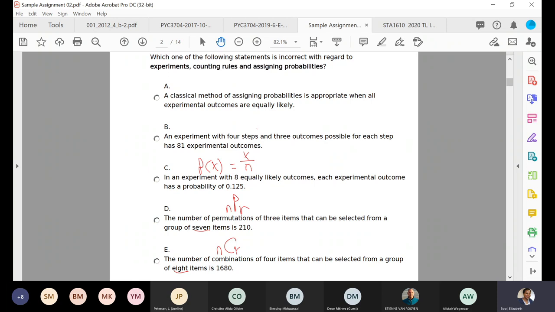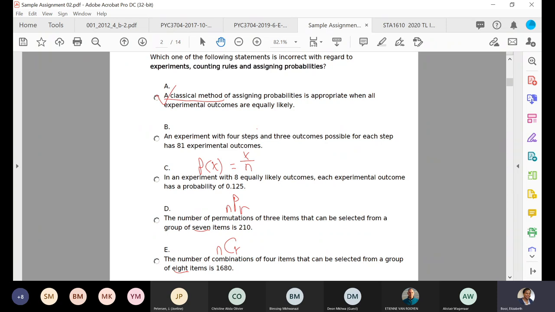Okay, I think for number B, there is an error. Okay, let's start with number A. Is A correct? A classical method of assigning probability is appropriate when all experimental outcomes are equally likely to happen. Is that correct? That is the definition of the classical method. That's correct.